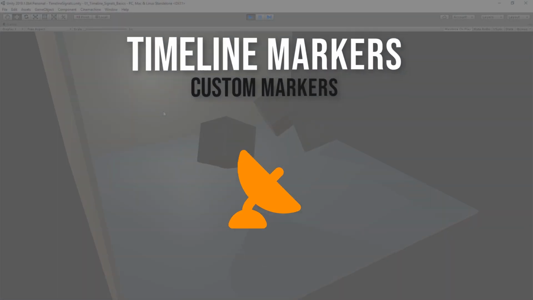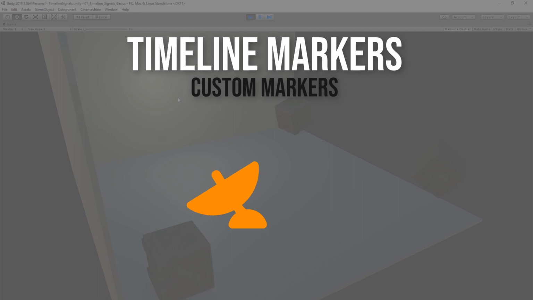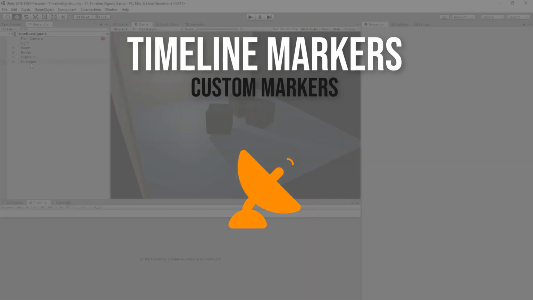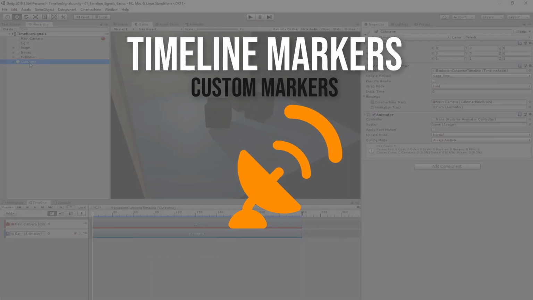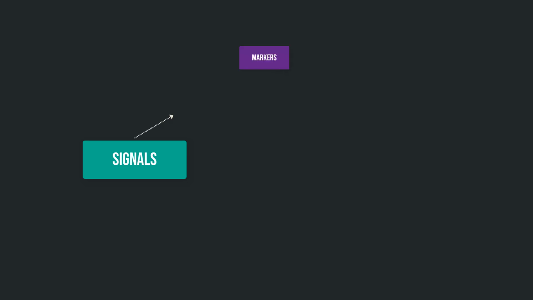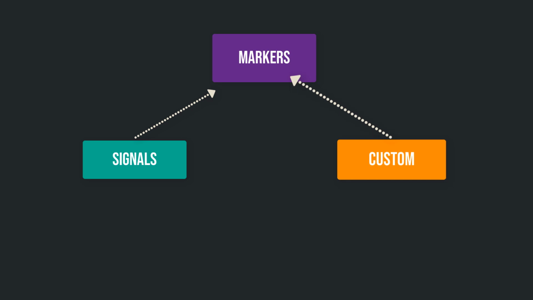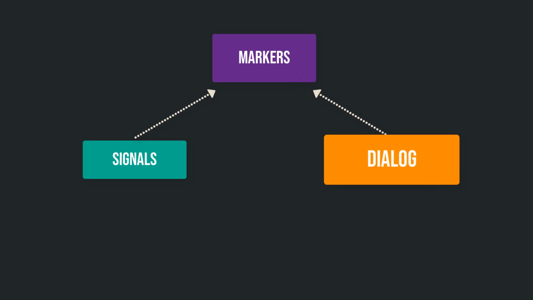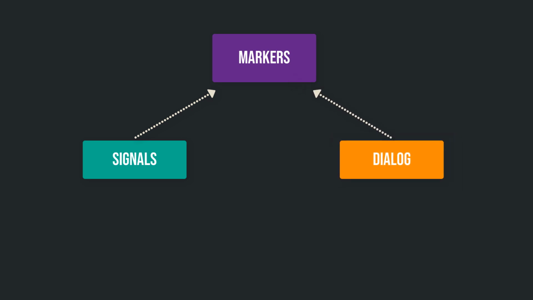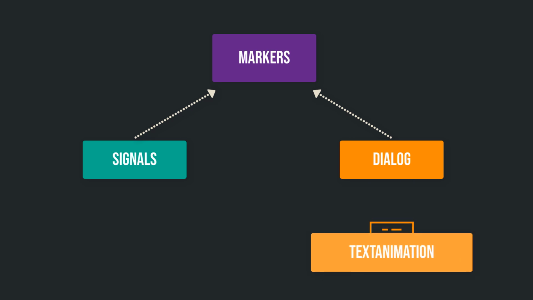Welcome back to the second part of the Timeline Marker tutorial series. In this video, I'm showing you how you can implement your own type of timeline markers. In the last video, we saw the use of the so-called timeline signals. Actually, timeline signals are only a concrete implementation of timeline markers. So during the tutorial, we're creating another type of timeline markers, dialog markers, which feed an independent text animation component with messages.